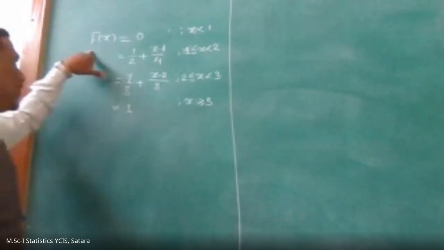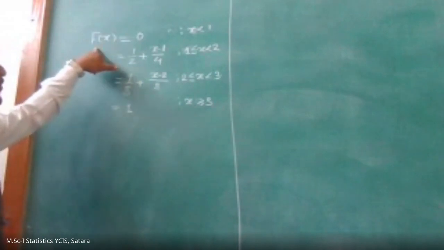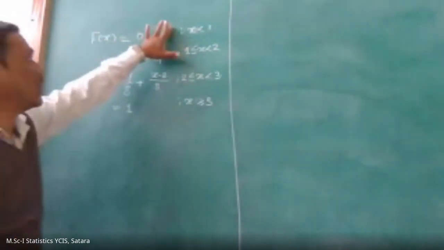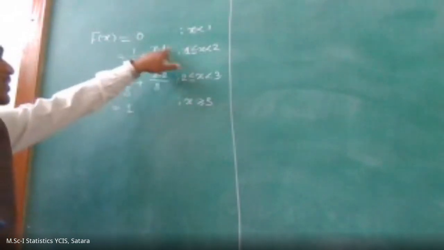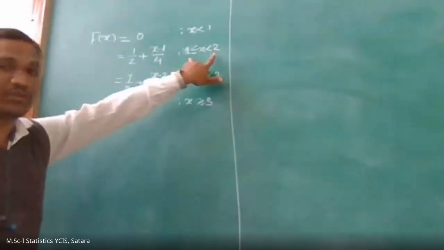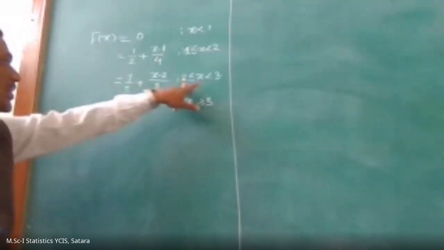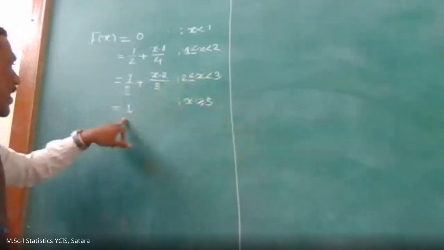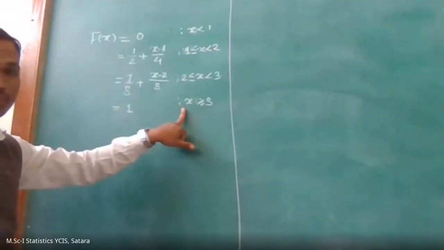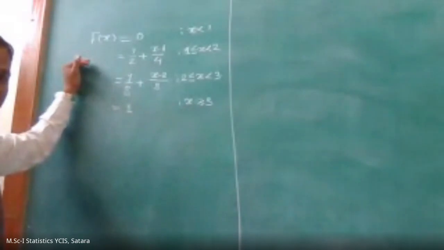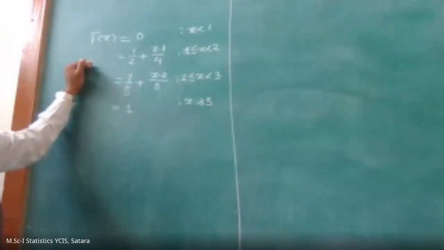So here we are given the distribution function F(x) equal to 0 for x less than 1, equal to 1/2 + (x - 1) for x between 1 and 2, 7/8 + (x - 2)/8 for x between 2 and 3, and equal to 1 for all values greater than or equal to 3. Decompose the given distribution function and find the mean and variance.